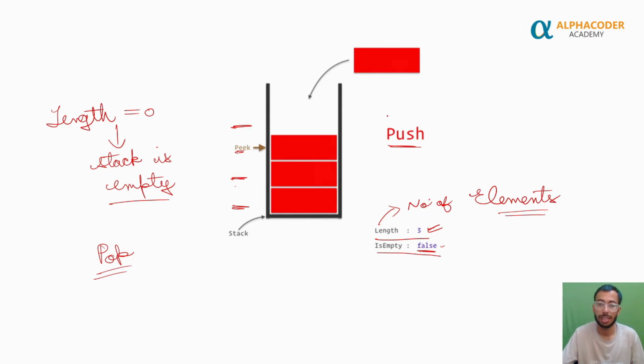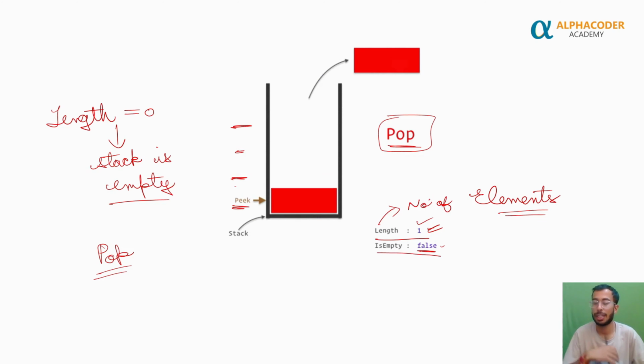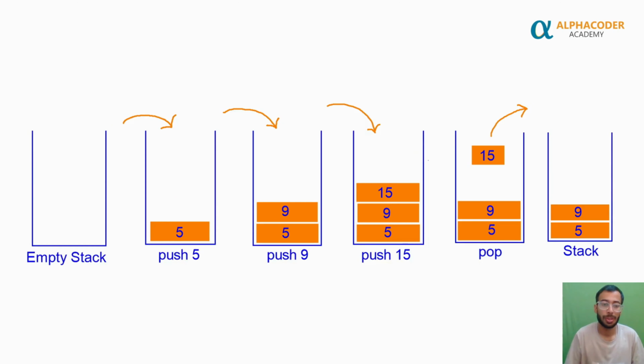Okay, you can see we are doing the push operation, that's why the length is increasing. When we do the pop operation, the length of the stack will decrease. So yeah, you can see here we have the empty stack. Initially we push the number 5, the data 5, inside the stack. Then we push number 9, that is data 9, in the stack. Then 15. So we have done 3 push operations.